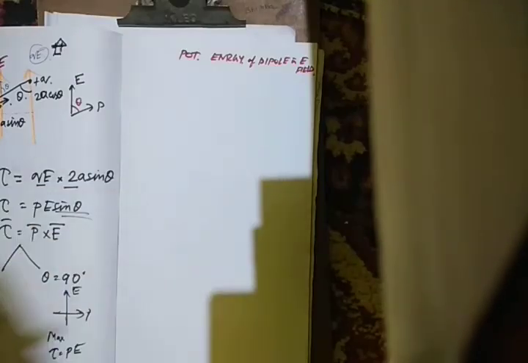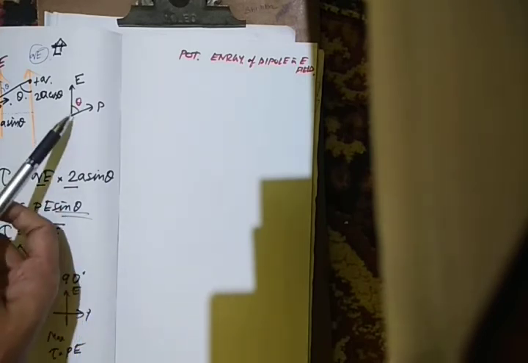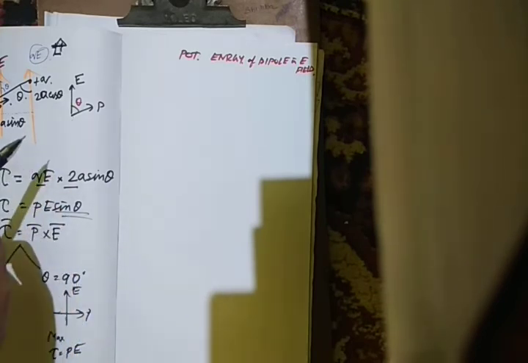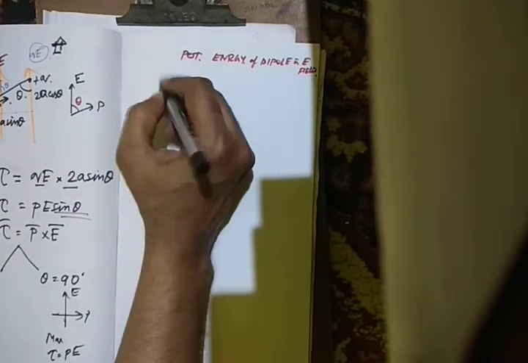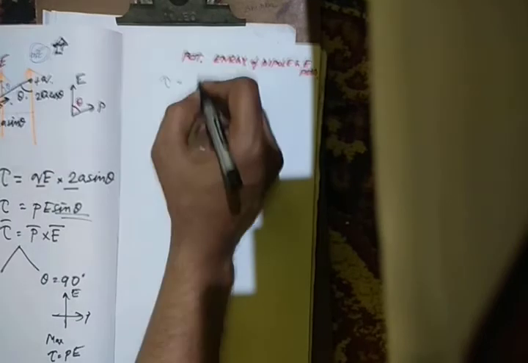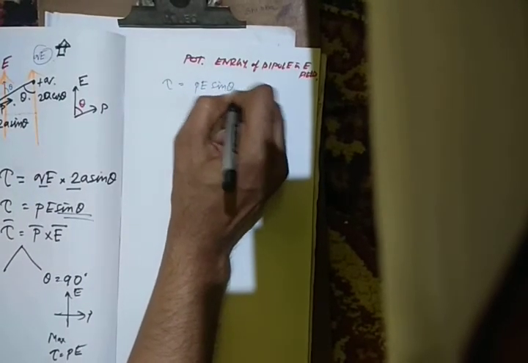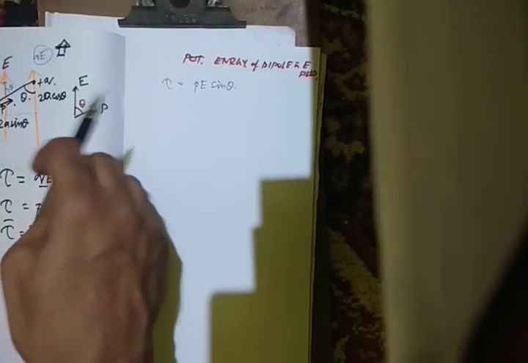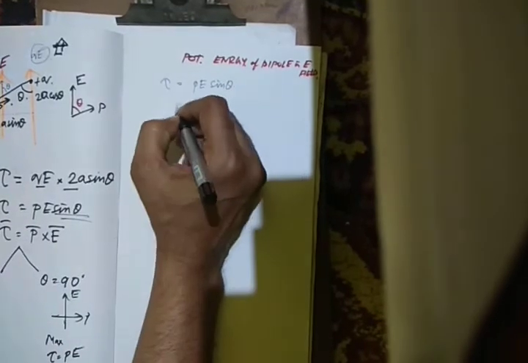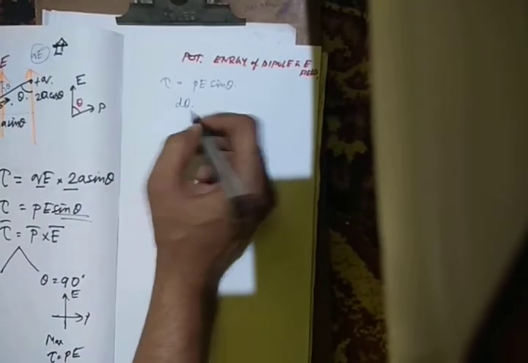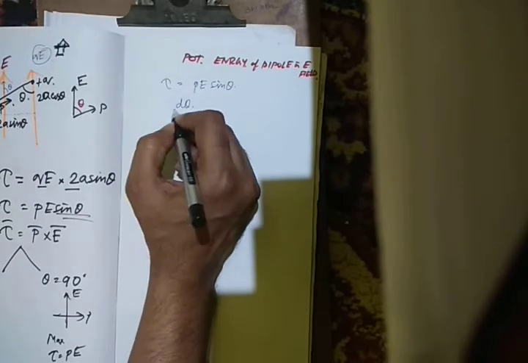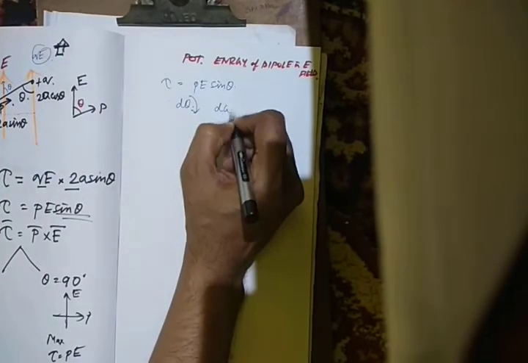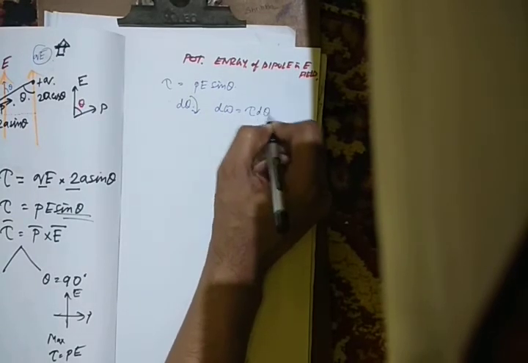Now suppose a dipole of moment P is oriented at an angle theta. The torque will be, as we just obtained, P E sin theta. Now if we want to rotate the dipole against the torque for a further d theta amount, we have to do work against the torque. So now the work done will be dW is equal to tau d theta.